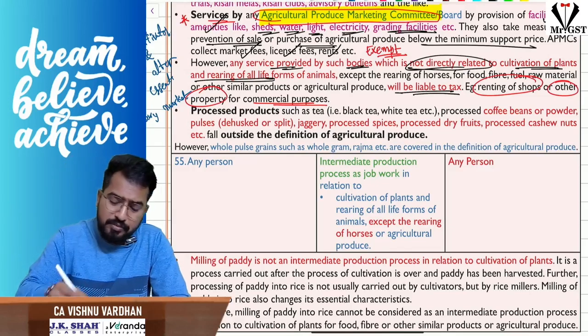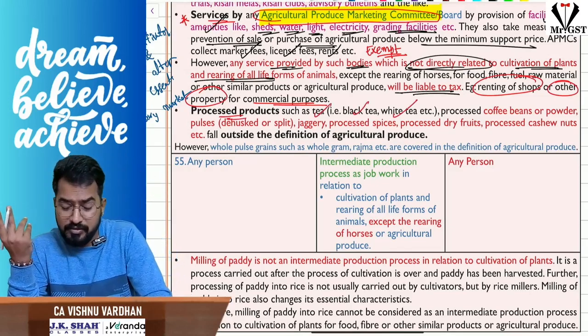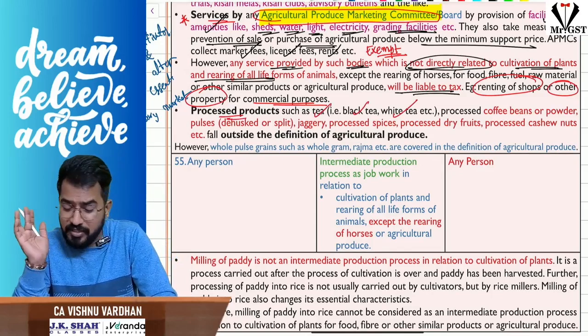Next, processed products such as tea, black tea, white tea, etc. Seriously, I have never seen white tea. If you have seen, okay.